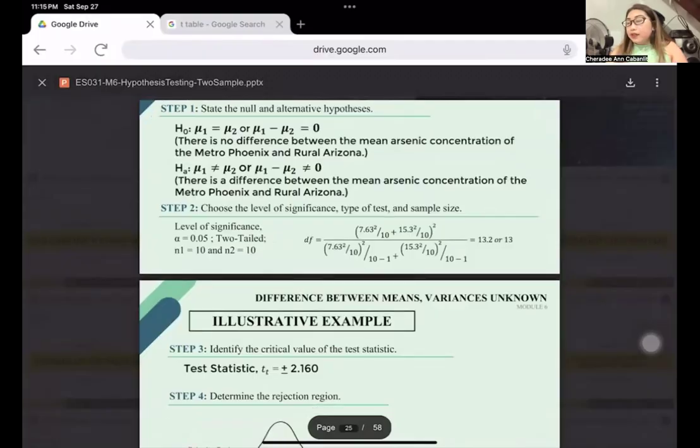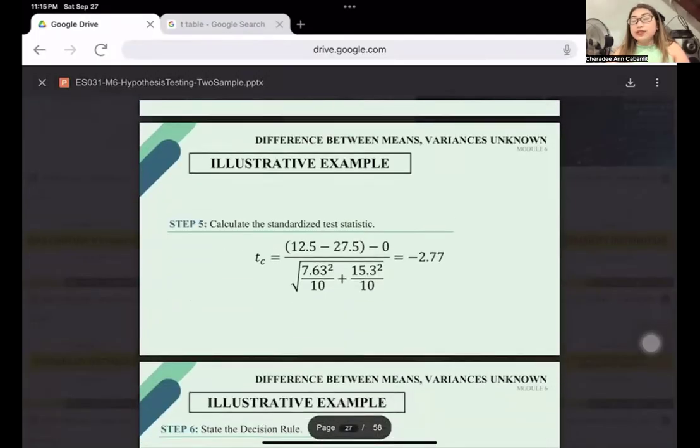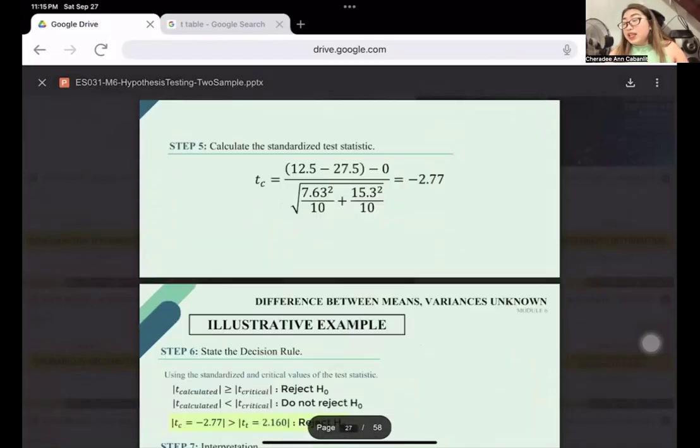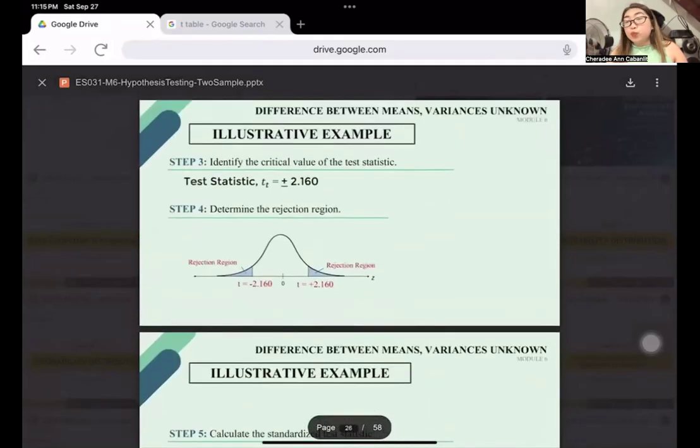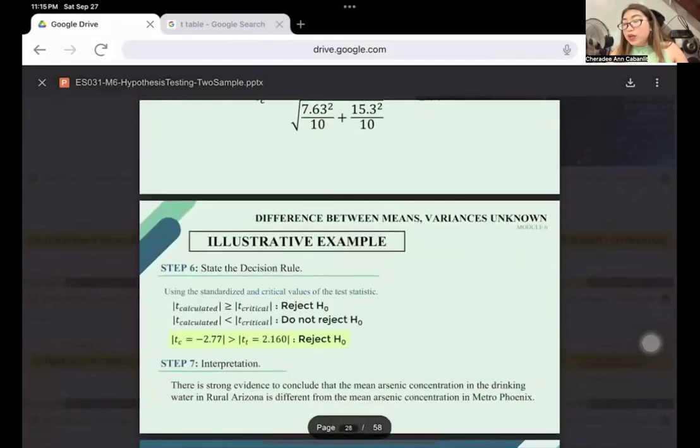So going back, therefore, in the computation of your TC, it's somehow almost similar with the Z, no? And you got a negative value since the decision rule is it's the absolute value. So 2.77, is it greater than 2.160? Yes, therefore we rejected the HO. That's why there is already a strong evidence that the mean arsenic concentration in drinking water in rural Arizona is really different with the mean arsenic concentration in Metro Phoenix.